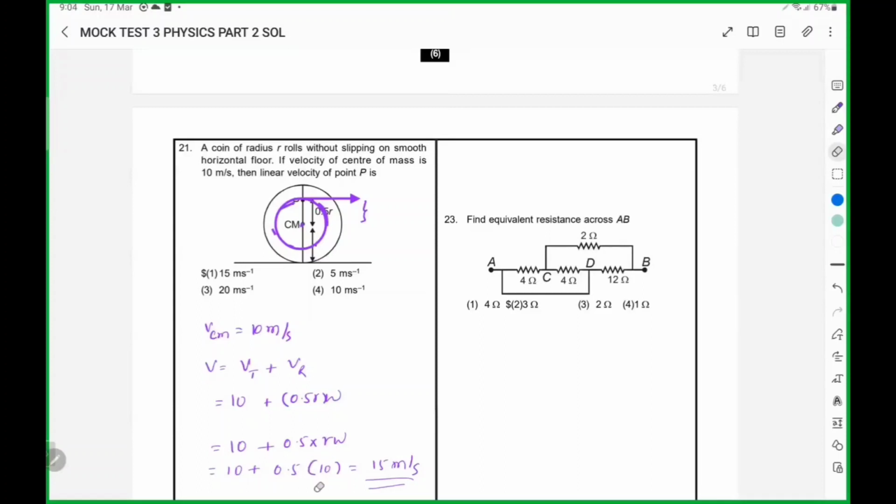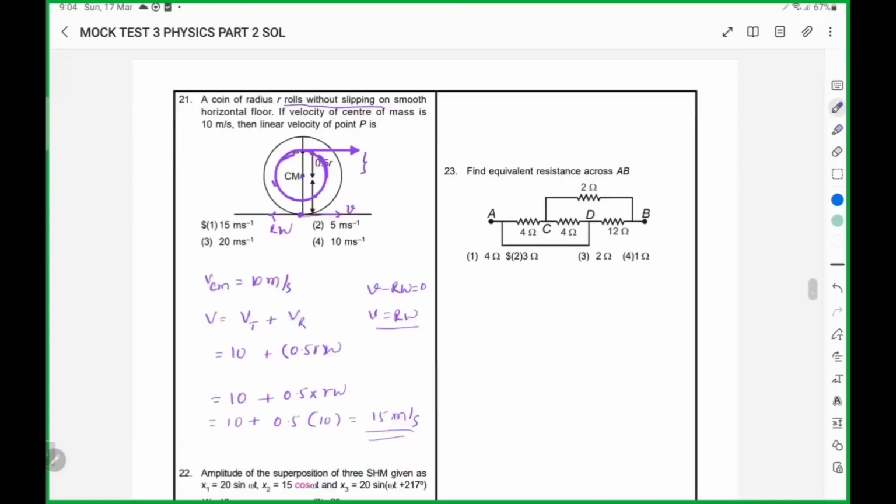So why is this r omega 10? Because it rolls without slipping. Rolls without slipping means this point is in contact with the floor. So here it is a translational velocity. This point will be at rest. V minus r omega, V becomes r omega. Right.